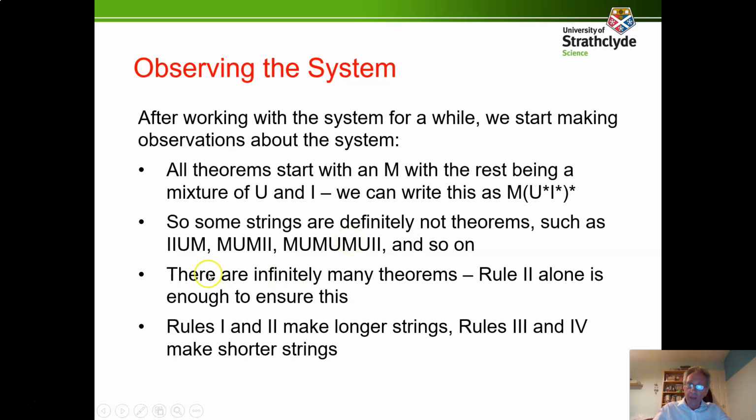What we also know, or I hope you work this out, is that there are infinitely many theorems in this system. So in other words, if you show me a theorem and say that's the longest theorem I know, I'll show you a longer one because all I need to do is to apply rule 2. That's the doubling rule. And as I've said already, the first 2 rules make longer strings, and the other 2 rules make shorter strings. So maybe to make MU, what you need to do is to make a very, very long string and then use rules 3 and 4 to shorten it down.